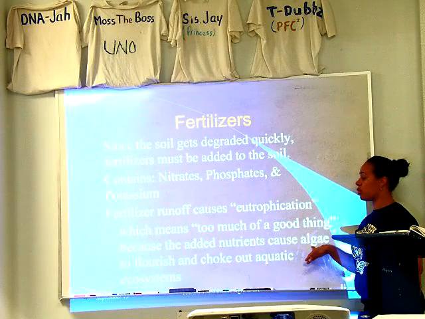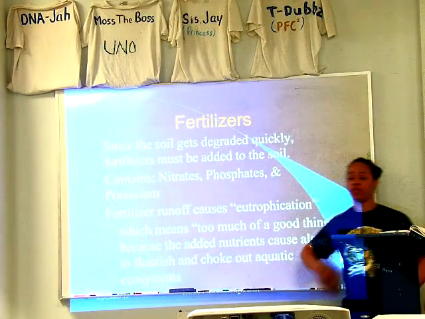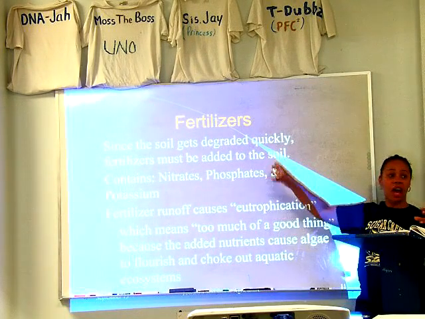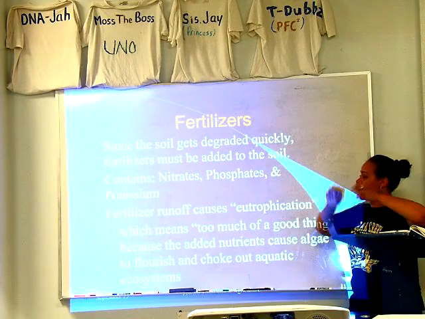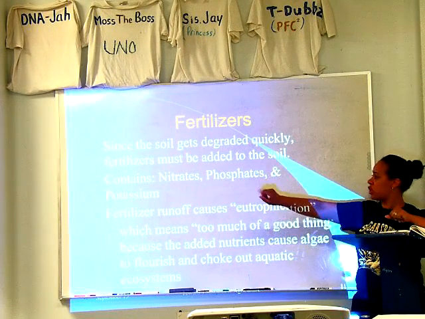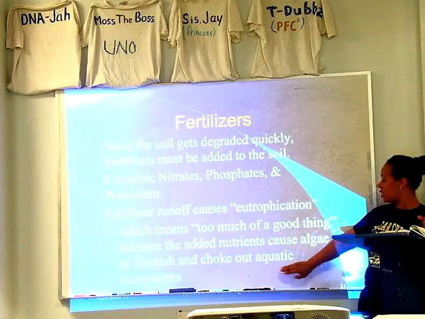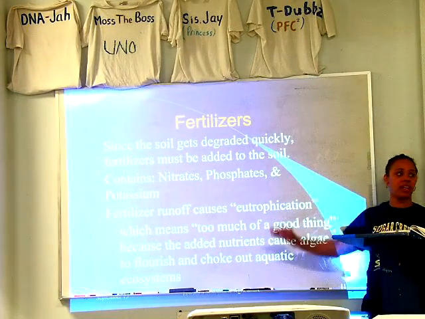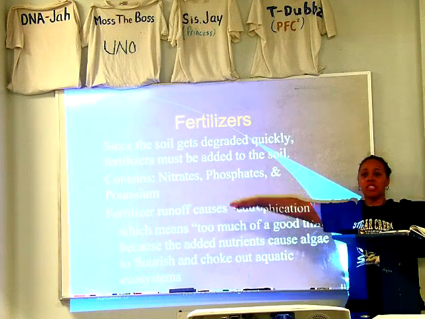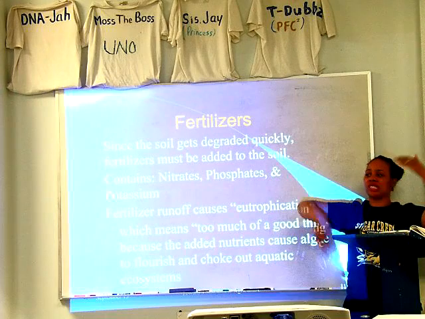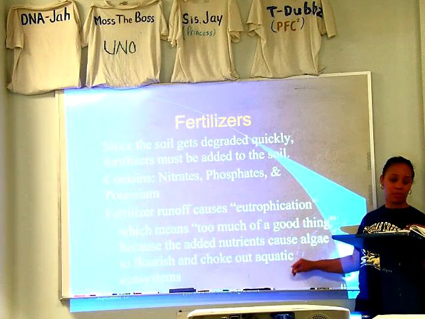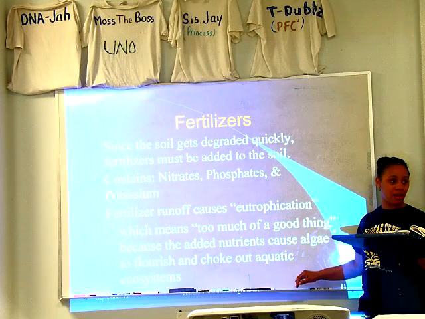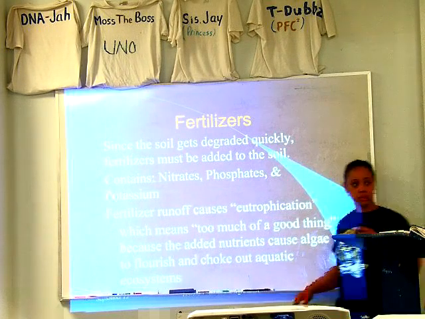So in this case, the added nutrients are going to cause the algae to flourish. The algae, a water plant, is going to be ready to eat up all of those nutrients. Therefore, it's going to choke aquatic life, because it's going to block the sun from getting in and stop that whole cycle of respiration from happening. So the life is going to be damaged. Any questions about that? Okay.